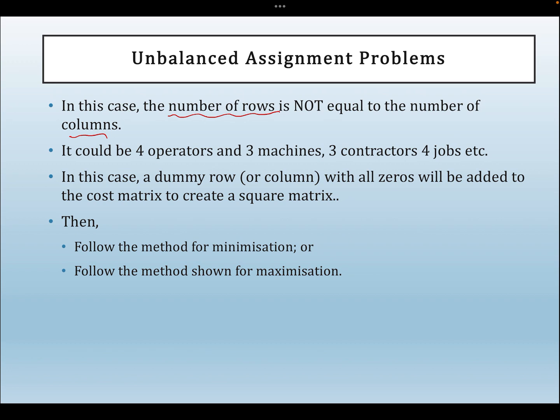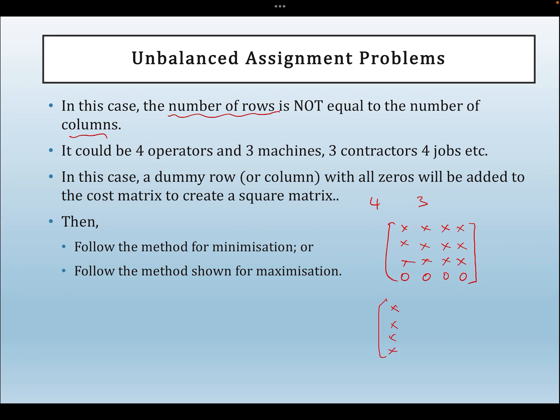Now let's think about it. Let's say we've got 4 operators and 3 machines. We may have one number here, one number here, and here. We have 3 machines only. So therefore we have to add in a row. Once we add in a row, you can see that because every single column has a 0, you don't actually have to do the row reduction.